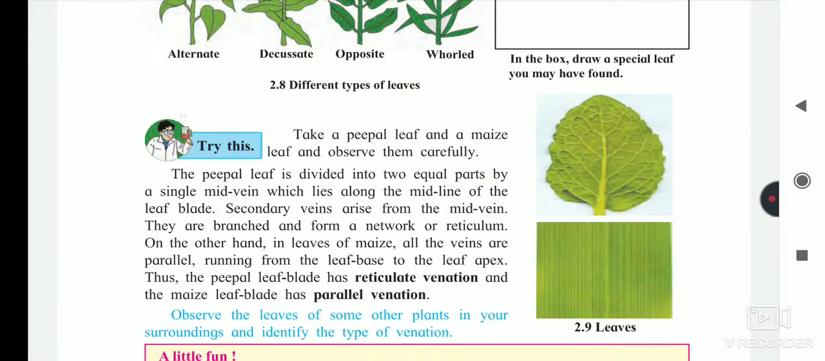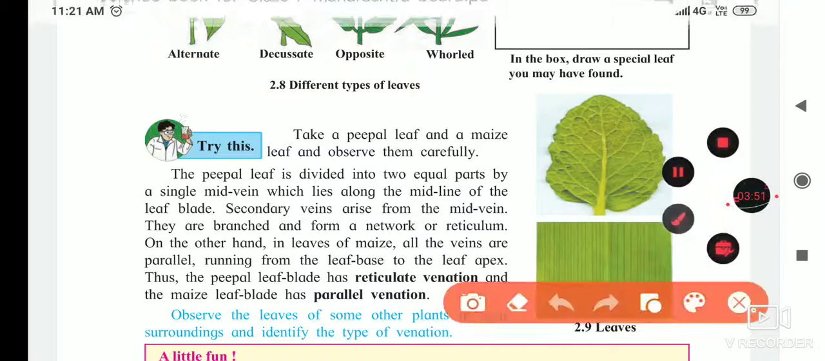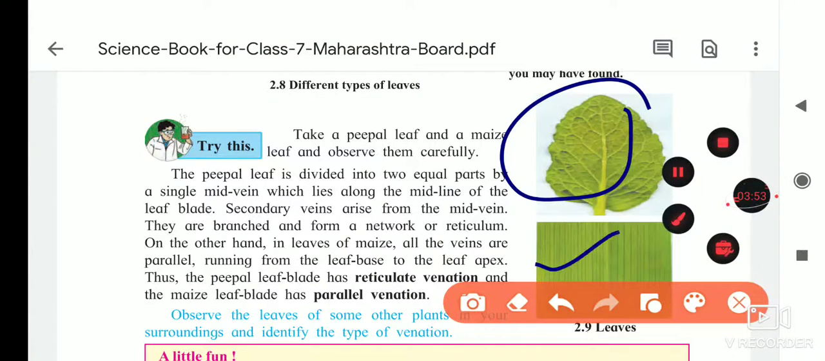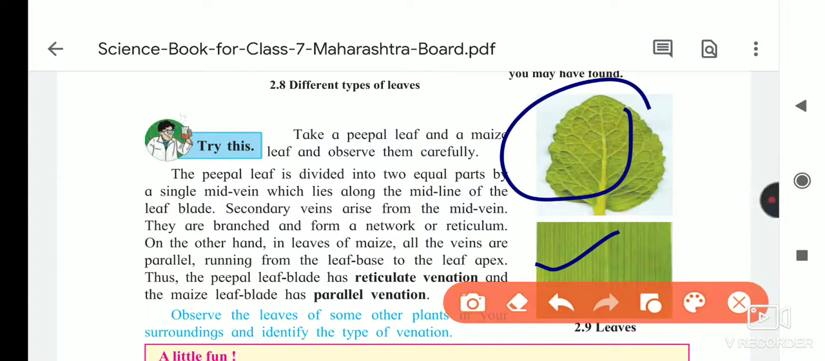Then afterwards we saw the venations: the reticulate venation and the parallel venation. Parallel venation we saw in the monocotyledons, and reticulate venation is seen in plants which are dicotyledonous.